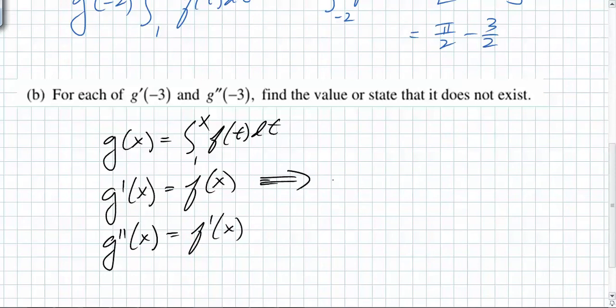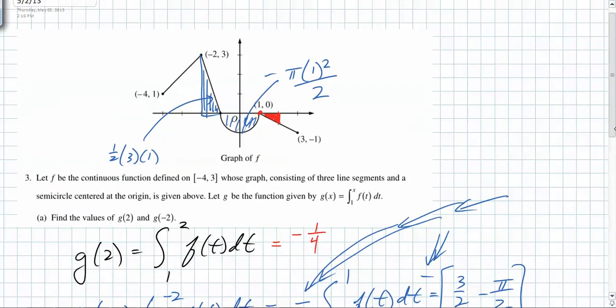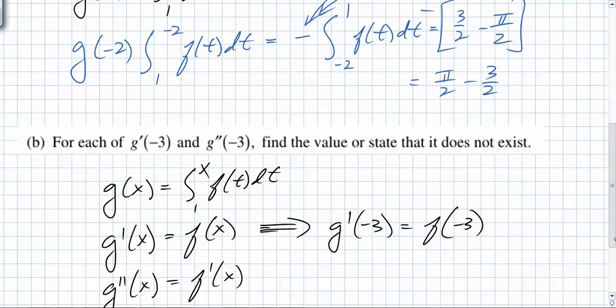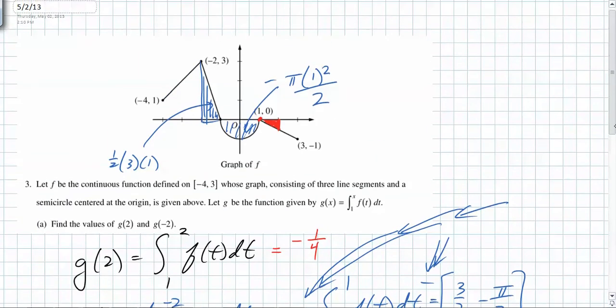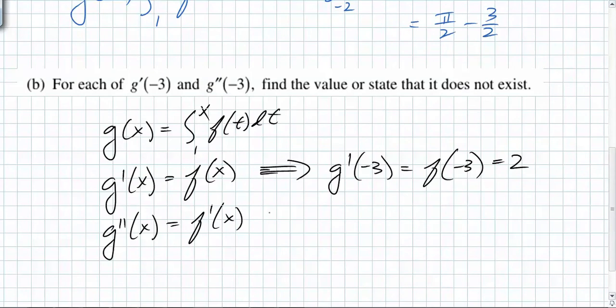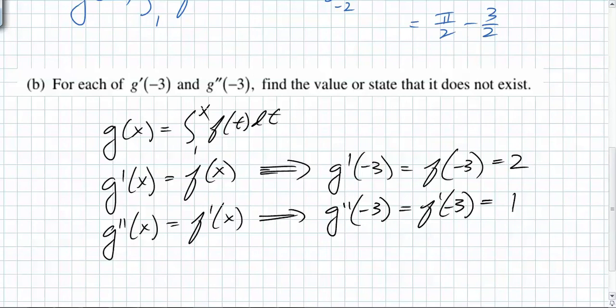So what do we know? Therefore, this tells us that g prime of negative 3 is equal to f of negative 3, and we go look at our graph right there. What is f of negative 3 going to be equal to? There it is. You had to actually plug it in, but yeah, equals 2. And then what does this tell us? G double prime of negative 3 is equal to f prime of negative 3. And what's the slope there? Just 1. The slope there is 1. You just have to read these carefully. That's it. Just read it carefully.